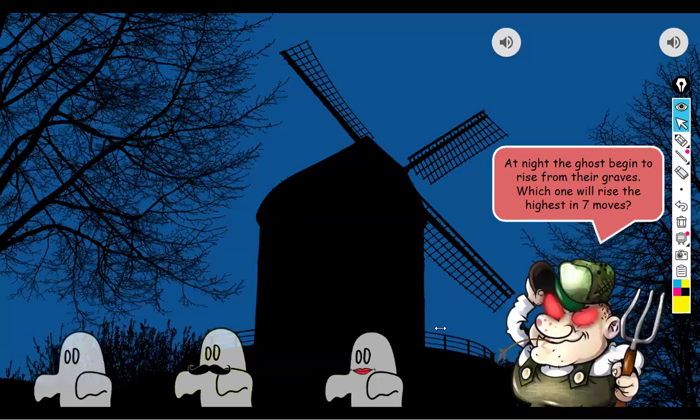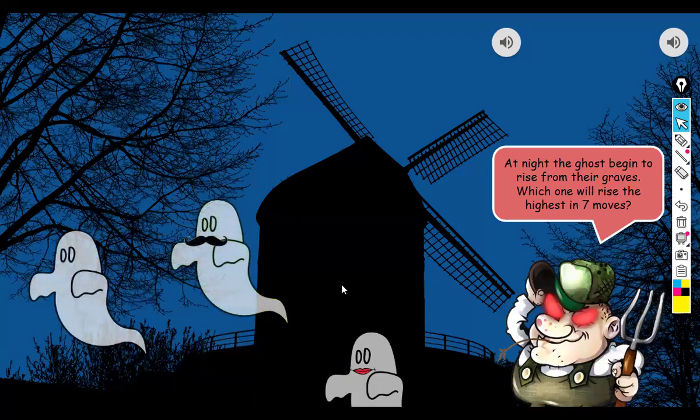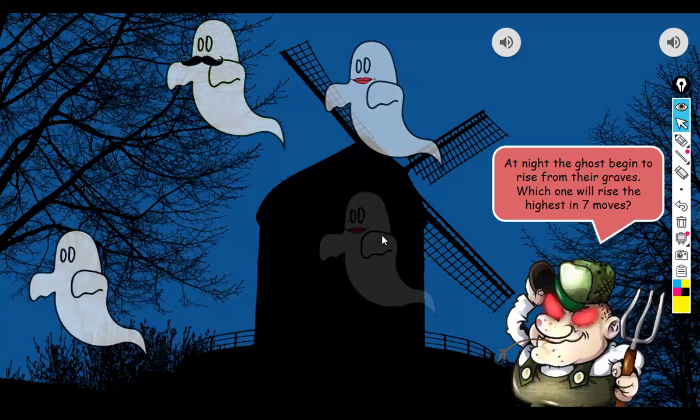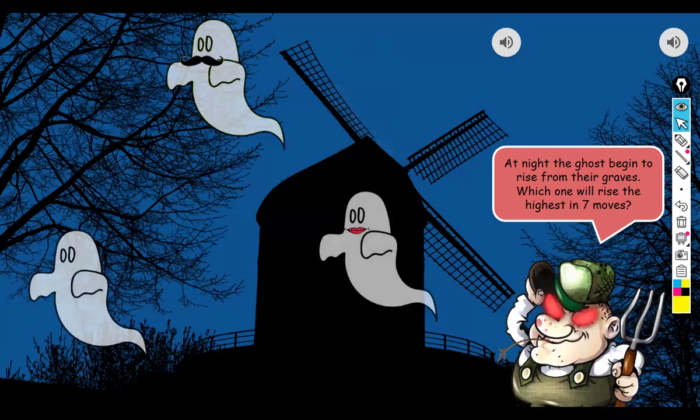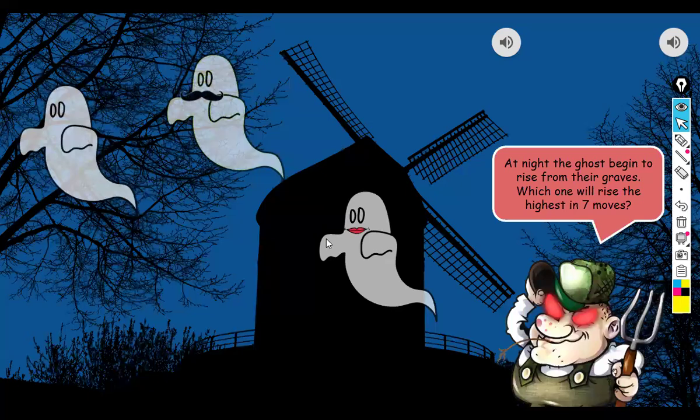Let's see. First ghost, that's how he floats high. That is move 1. Move 2. The middle ghost is in the lead. Third ghost, oh, the third ghost looks like a winner here, right? 4 moves. 5. That other ghost moved down. 6. It was the middle ghost. That's 7 moves, guys. It's the one with the mustache. Ghost B. He's the highest ghost there.